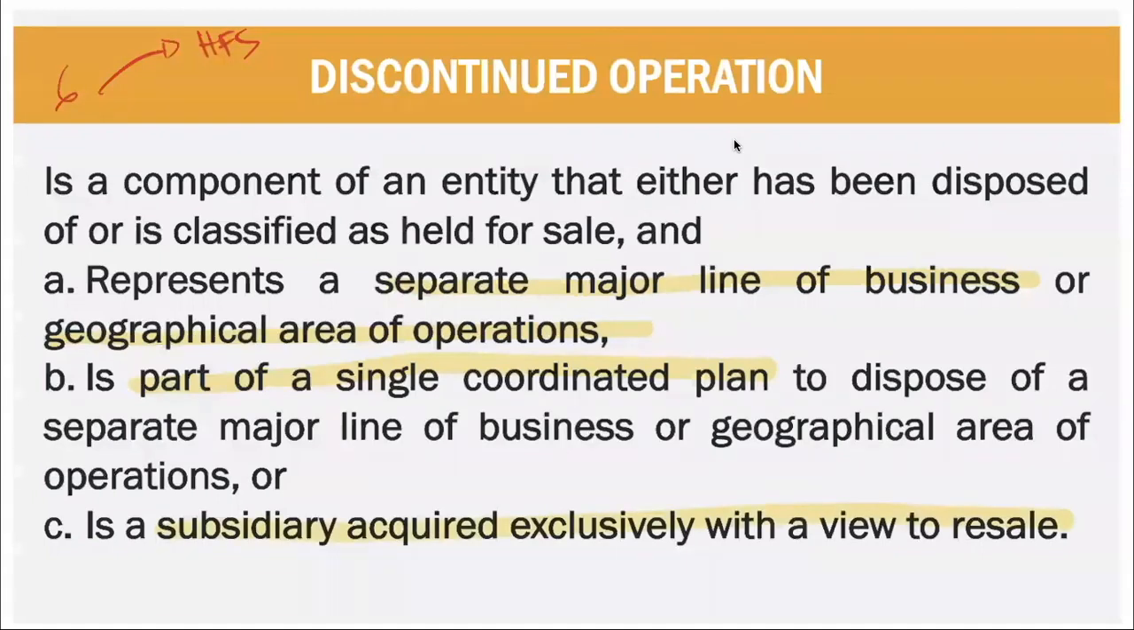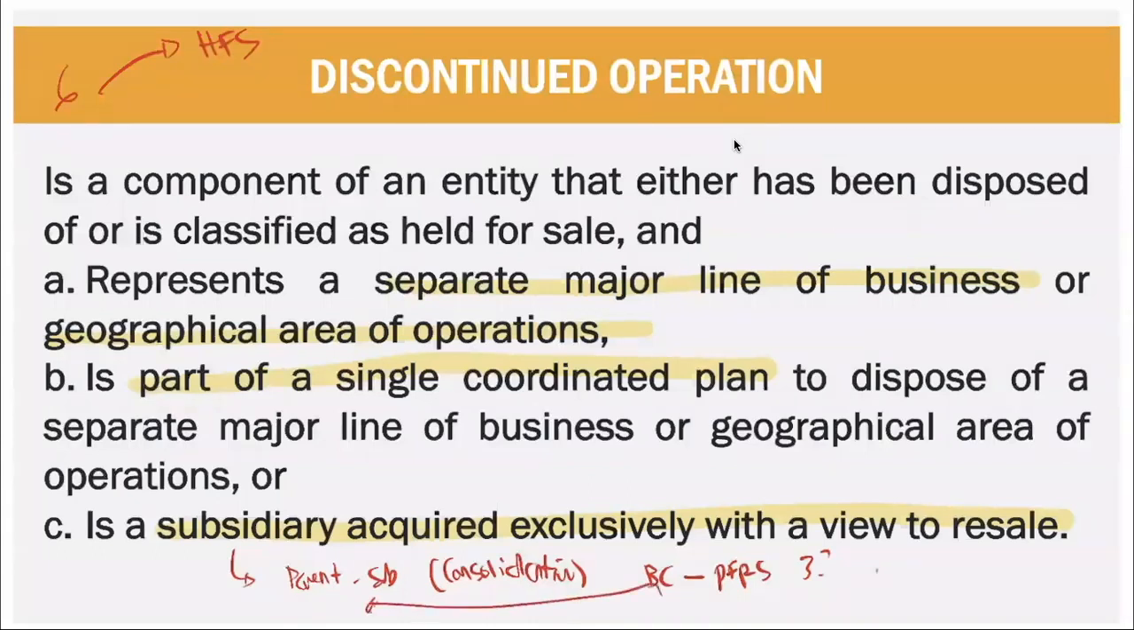Do you still remember what is a subsidiary? A subsidiary exists if there is a parent-subsidiary relationship, or this is part of your consolidation. So business combination, remember, under PFRS 3, we discussed this during your conceptual framework. And then once you have a business combination, you have a parent-subsidiary relationship, presence of control.